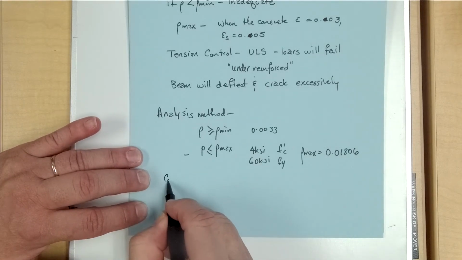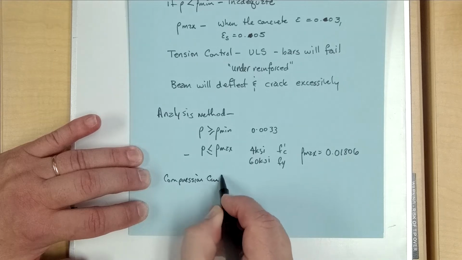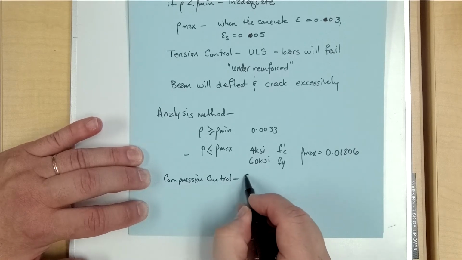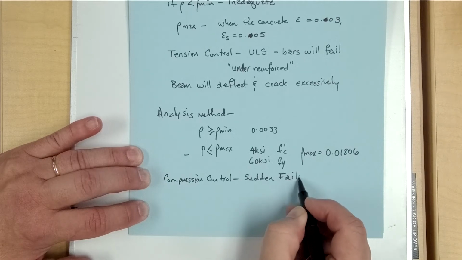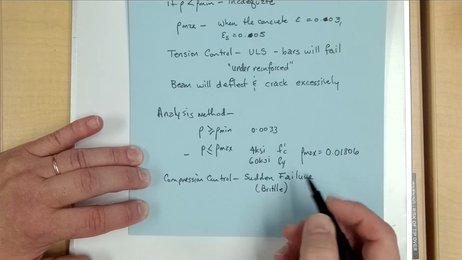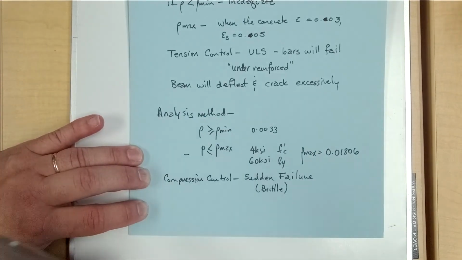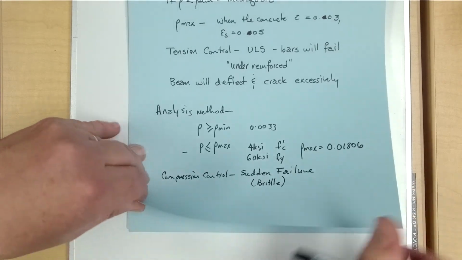So we have compression control is sudden failure, sudden brittle failure, as opposed to tension control, which is a slow ductile failure.